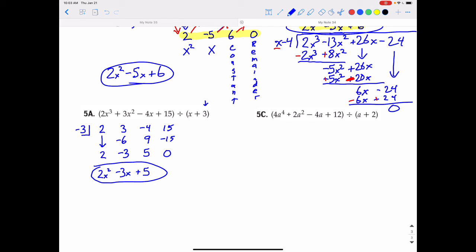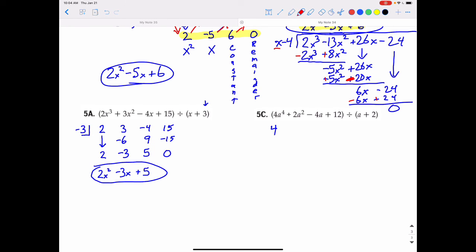Problem 4a is a to the 4th plus 2a squared minus 4a plus 12 divided by a plus 2. So can we do synthetic division? Yes, we can, because the lead coefficient is 1 and it has an exponent of 1, so it will work. When I write my numbers down, I want you to remember that we have a to the 4th, but notice that there's not an a to the 3rd term. Just like with long division, when I have missing terms, I have to put in some zeros, and we still have to do that with synthetic division.